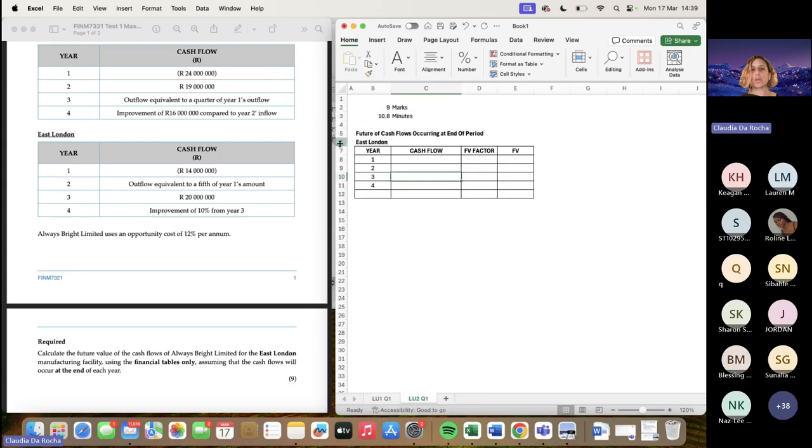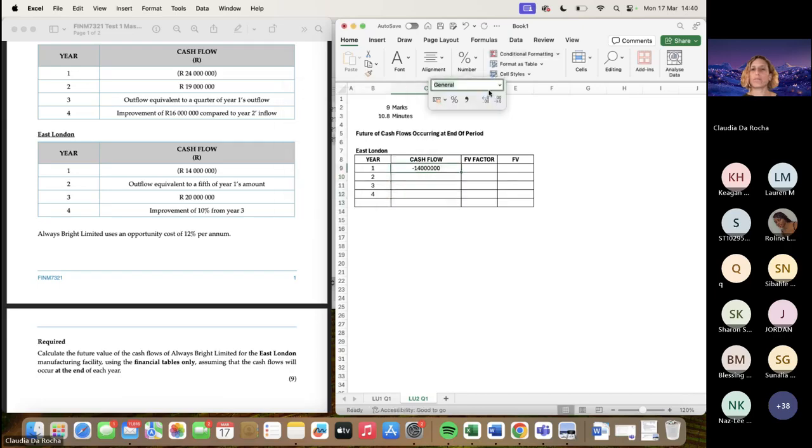So we don't forget which one we're doing. So like I said, this question had 2 parts to it. I'm just doing the one part, East London. Okay, our cash flow is negative 14,000. And so cash flow is 14,000.